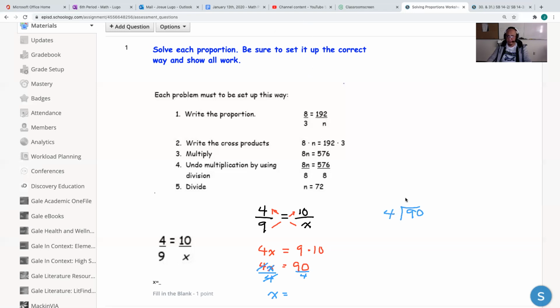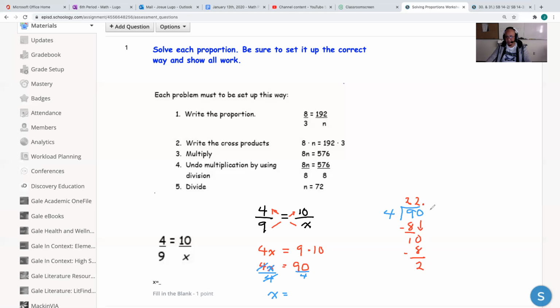4 goes into 9 twice, which is 8. Remainder 1. Bring down the 0. 4 goes into 10 twice. 4 times 2 is 8. 10 minus 8 is equal to 2. All right, so we're done.